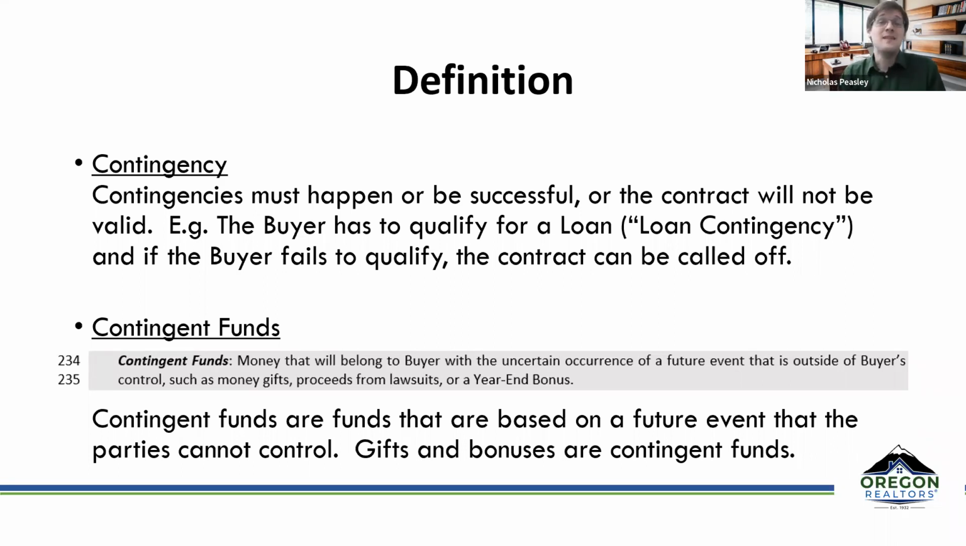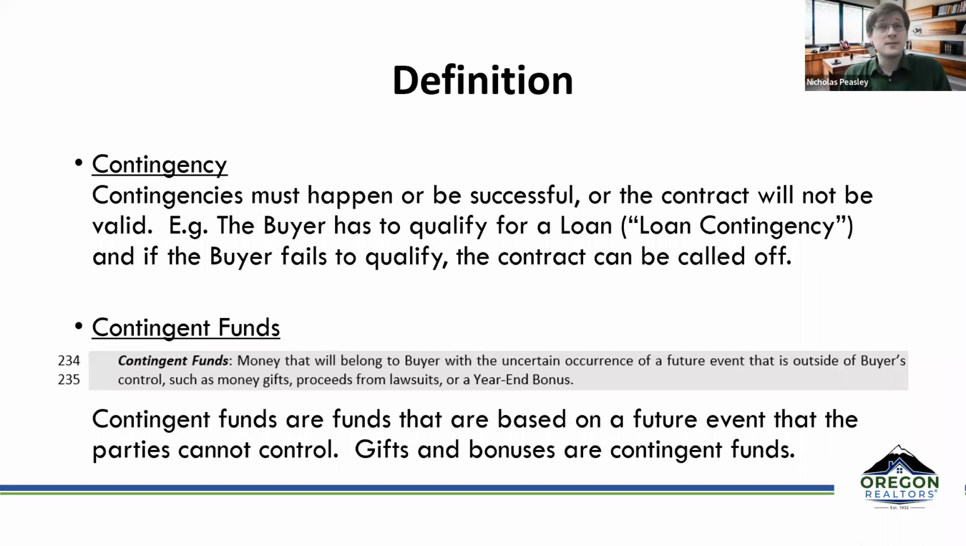That's the loan contingency. If the buyer fails to qualify, if the property fails to qualify, if the appraisal comes in low and the lender withdraws their approval of that loan, that contingency has failed, and at that point the contract can be called off. It essentially is a kill switch, that if this contingency does not work, then either party can just say, turn off the lights, it's over, this contract does not work anymore.